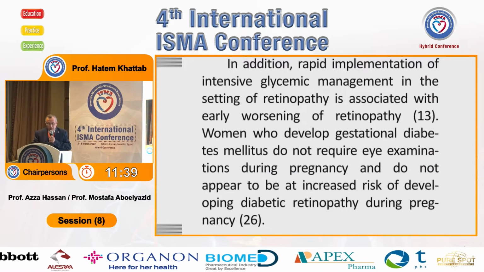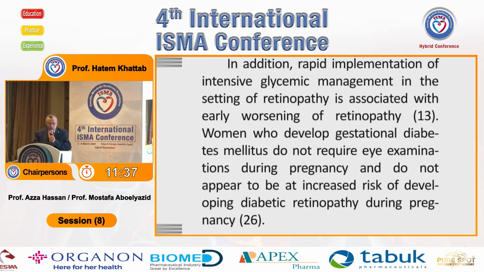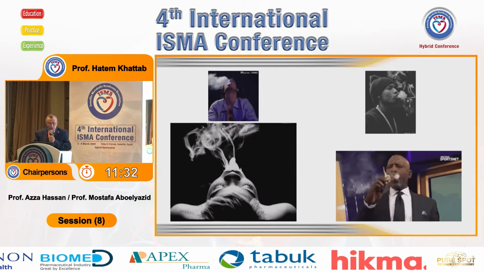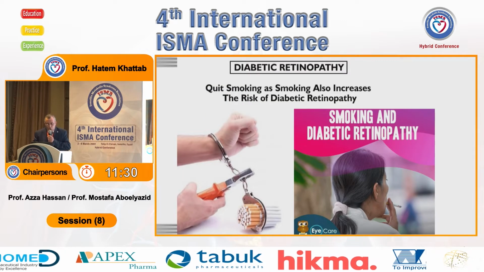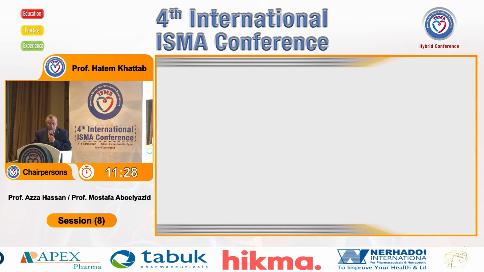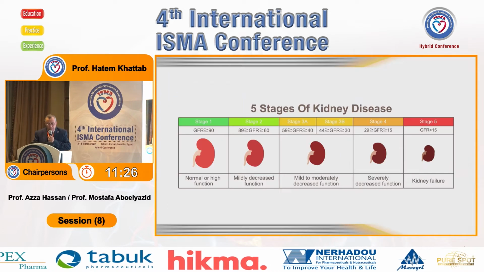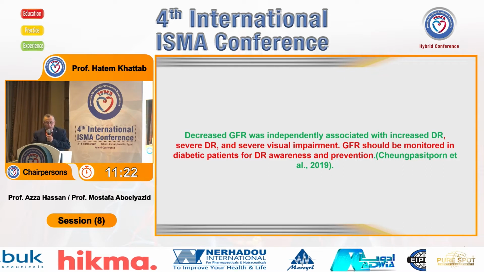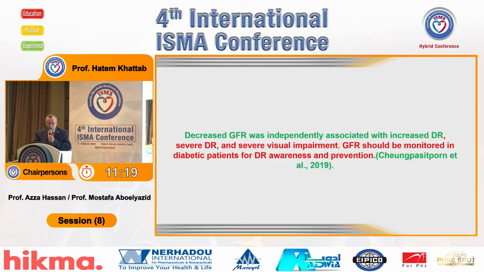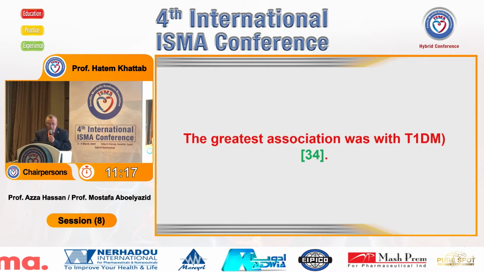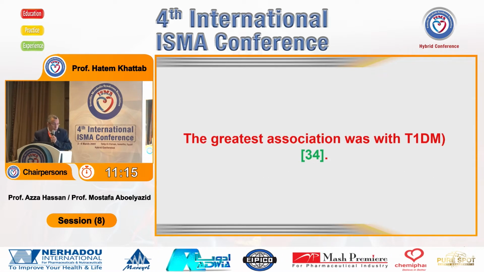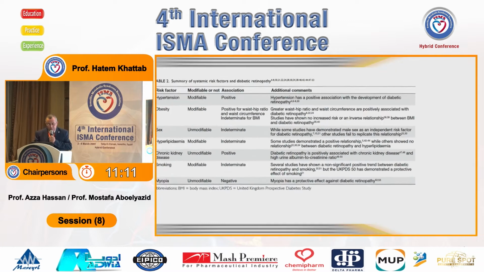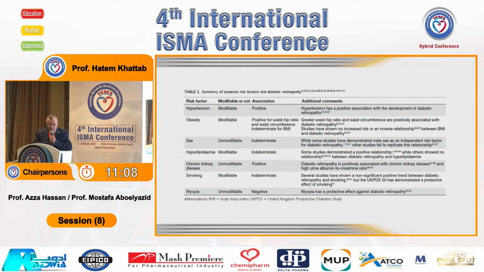In addition, rapid implementation of intensive glycemic management in the setting of retinopathy may be associated with early worsening of retinopathy. Smoking is also associated. Hyperlipidemia is also associated. Kidney disorders or decreased glomerular filtration rate were independently associated with increased diabetic retinopathy. The greatest association was with type 1 diabetes mellitus. Genetic predisposition. A summary.